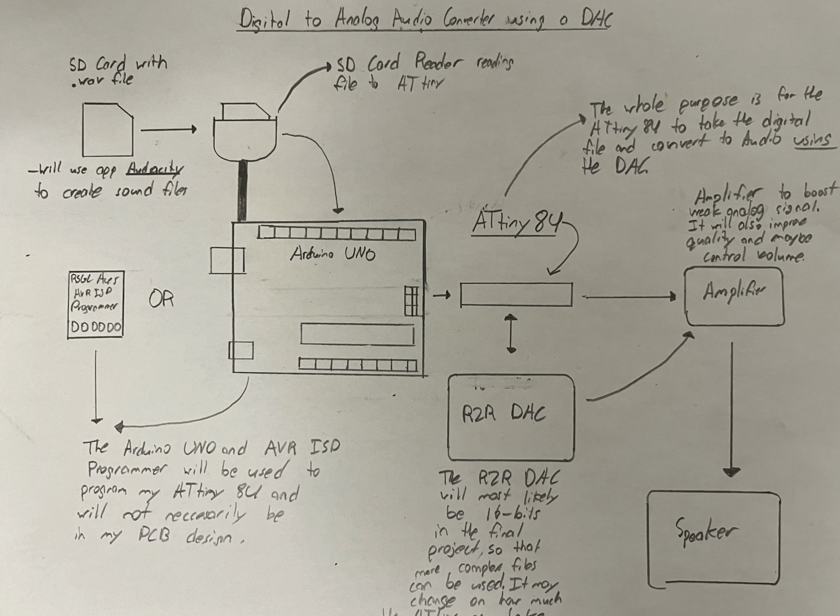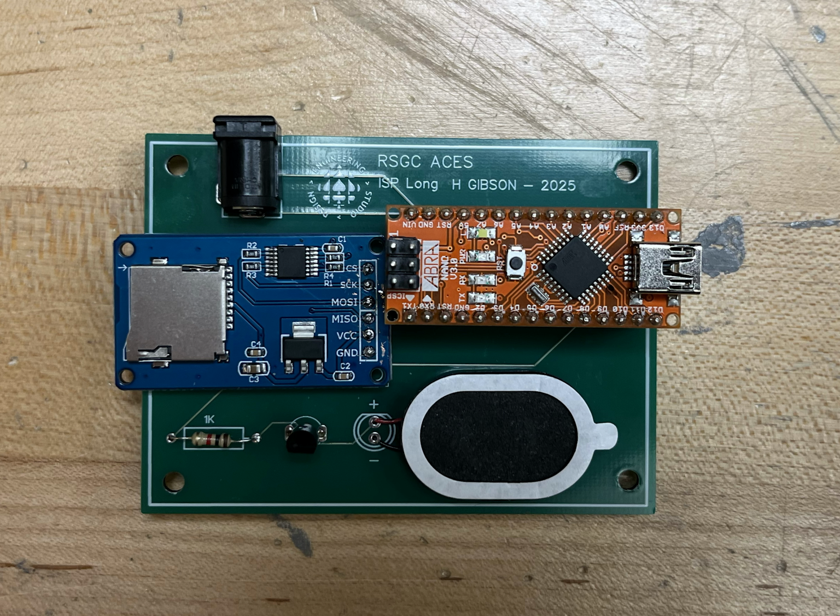The goal of this project is to take digital audio data stored in a .wav file and convert it into an analog signal that can be played through a speaker. This process focuses on utilizing digital outputs to simulate analog waveforms and amplify the signal to drive a speaker effectively. Let's dive into how it works.